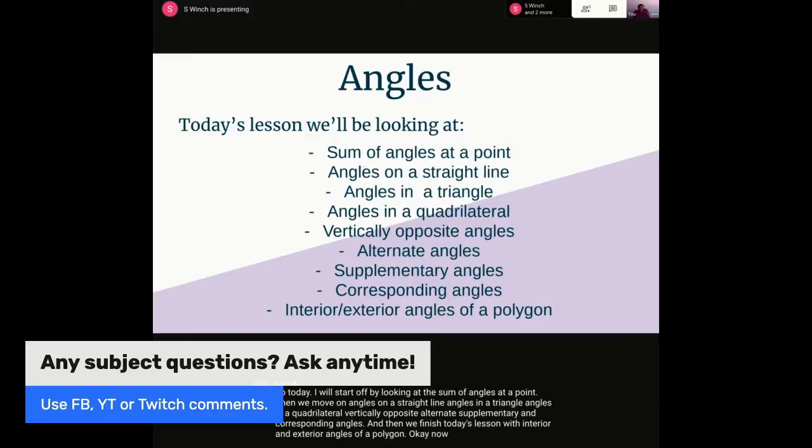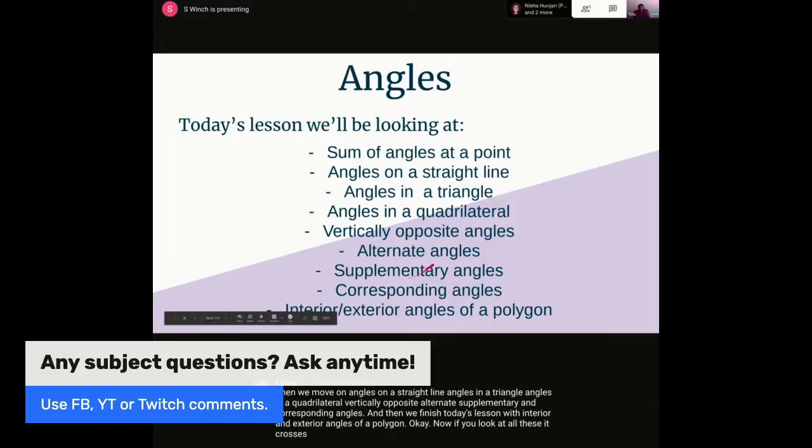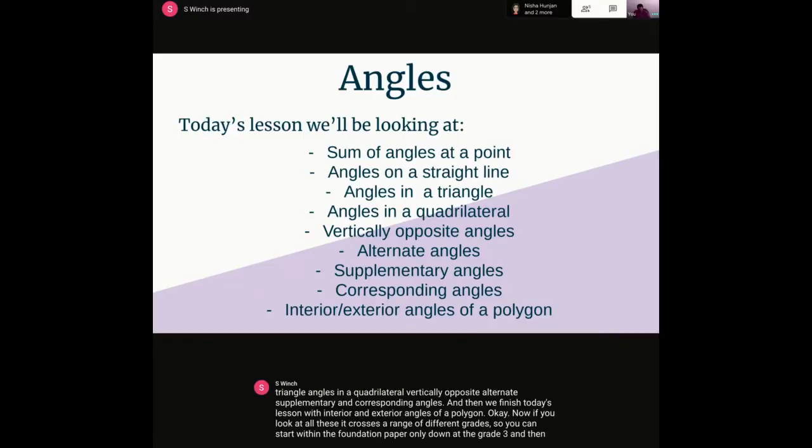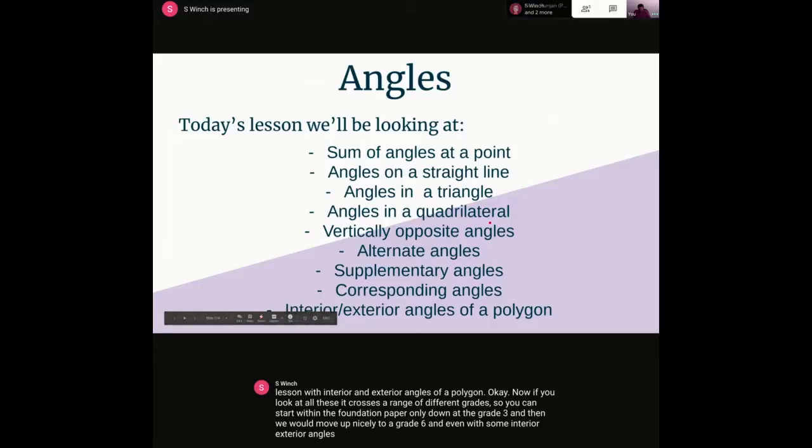Okay. Now, if you look at all these, it crosses a range of different grades. So we would start within the foundation paper only, down to grade 3, and then we'd move up nicely to a grade 6 and 7, with some interior exterior angles using decimals and even fractions as well to find the exterior angles, and loads of algebraic notation as well when we're doing interior and exterior angles. So we're working through both papers today.